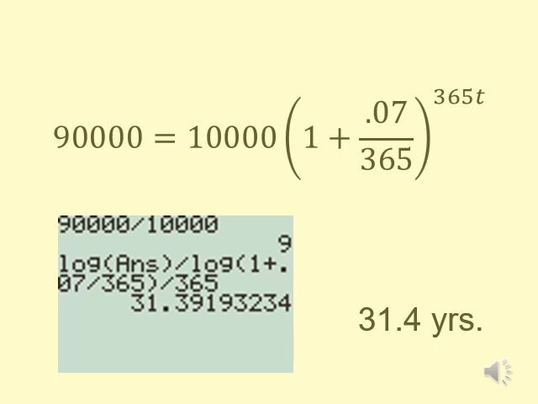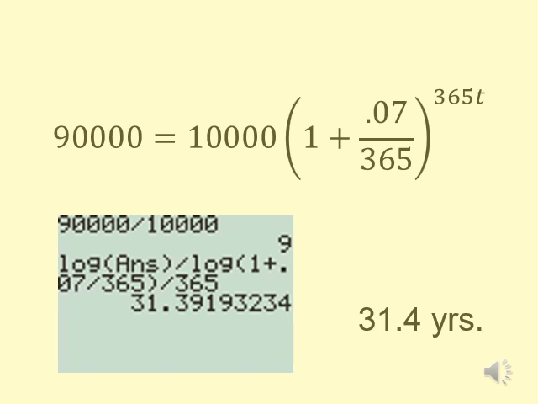And here's what I would do if I was working this out on a calculator. Again, I start off by dividing the big numbers, 90,000 divided by 10,000, which honestly I could do in my head, and I know that's 9. Now I do 3 different things.